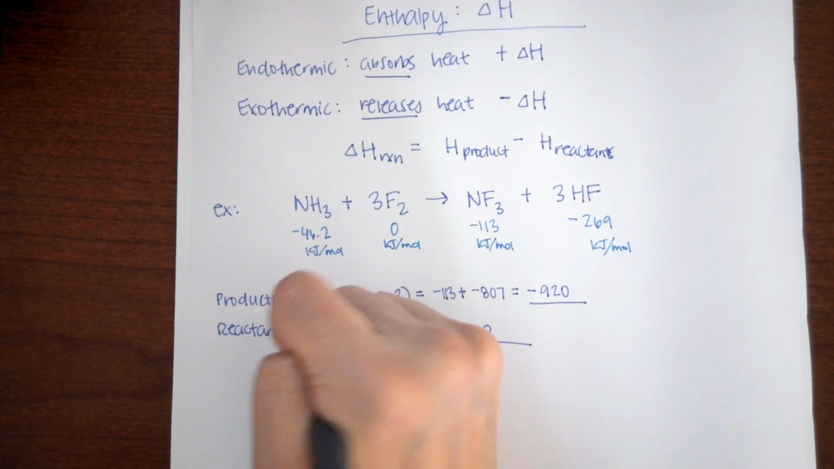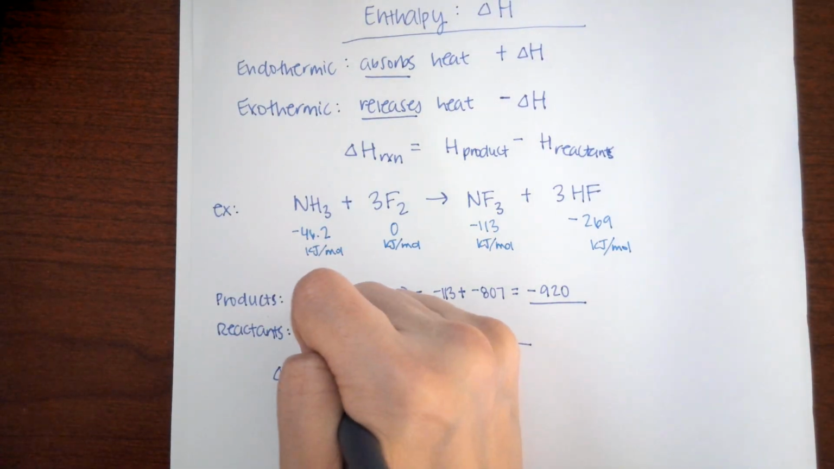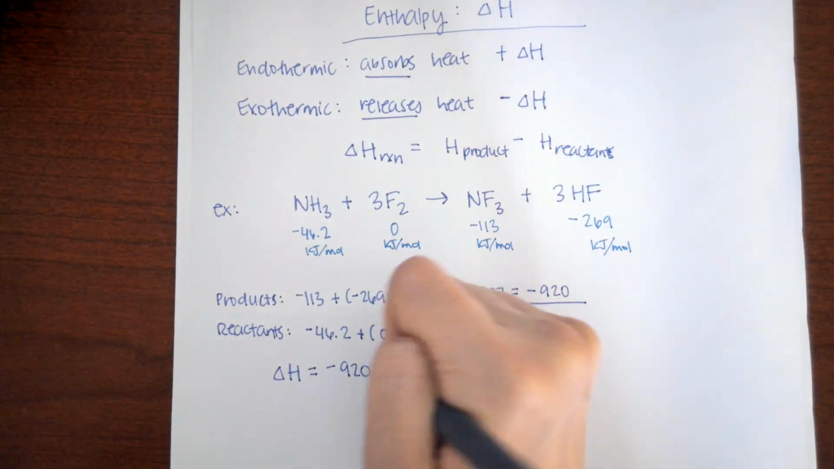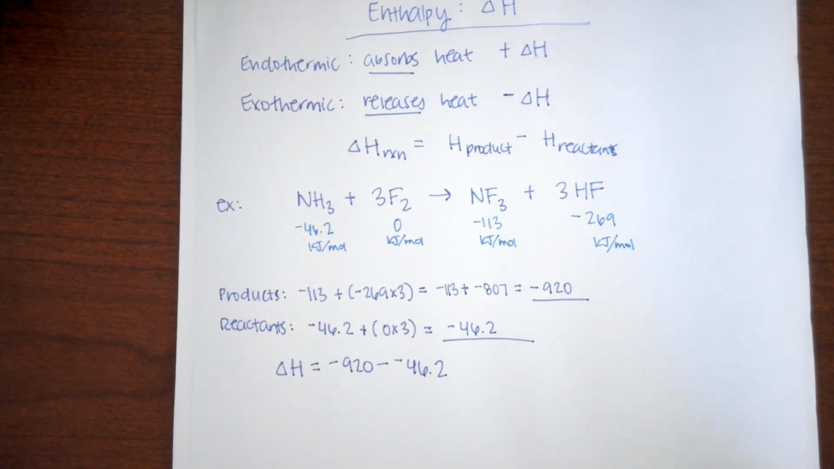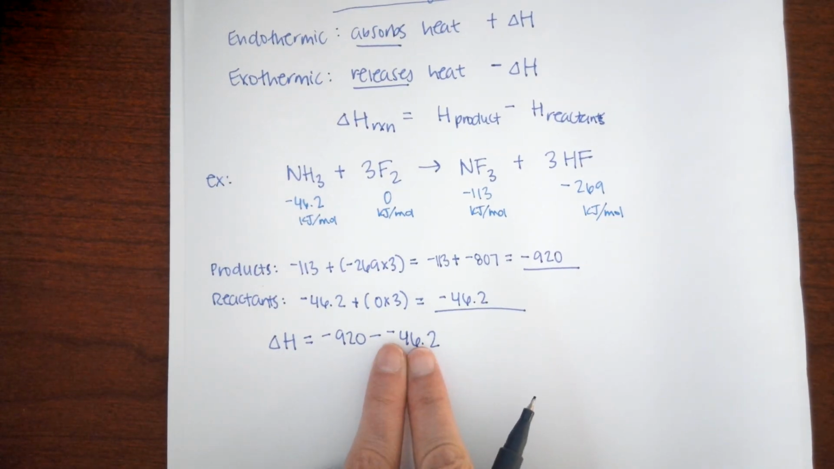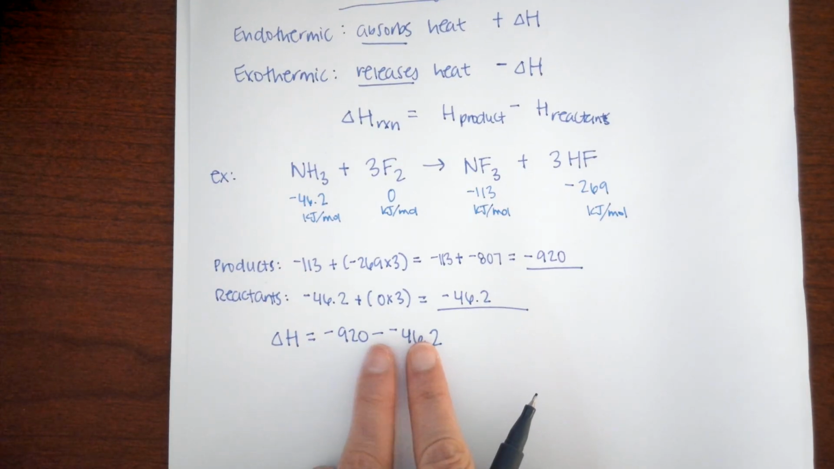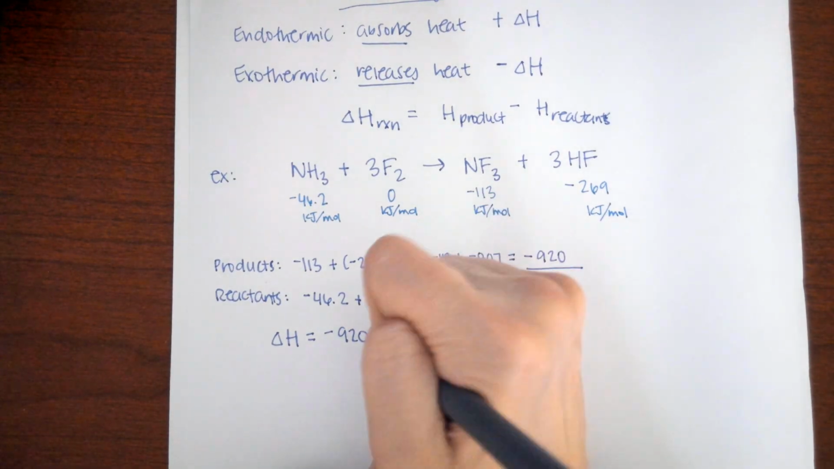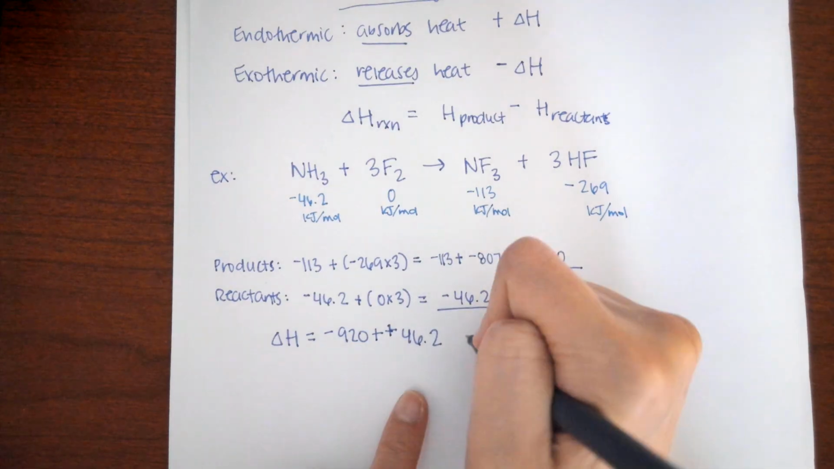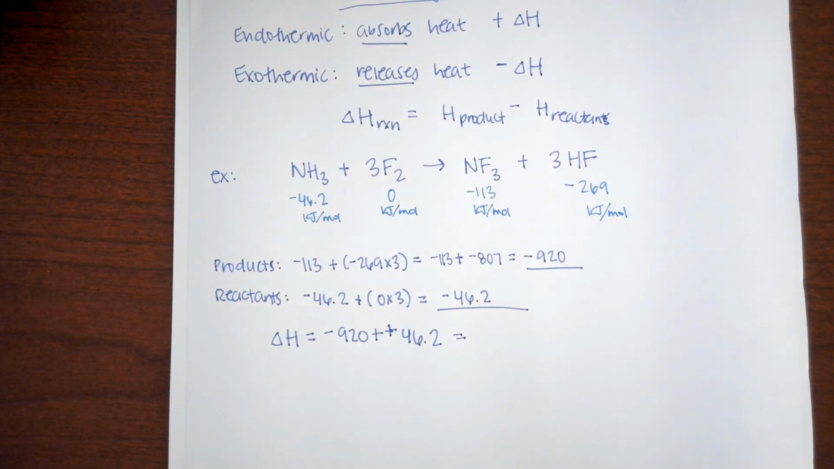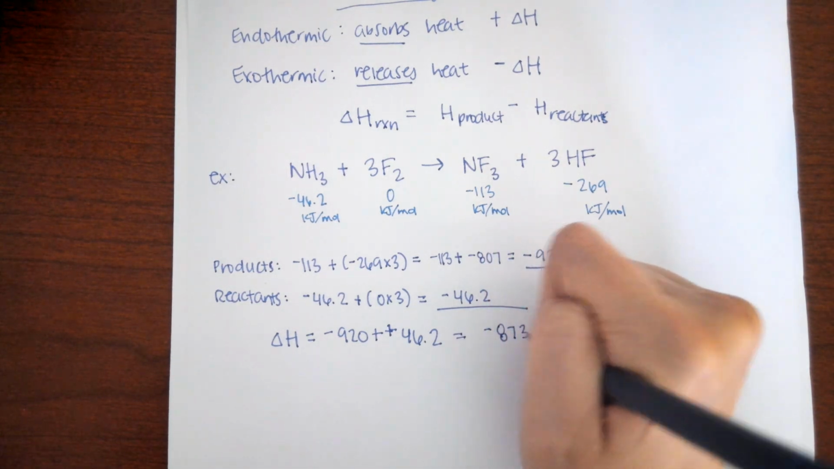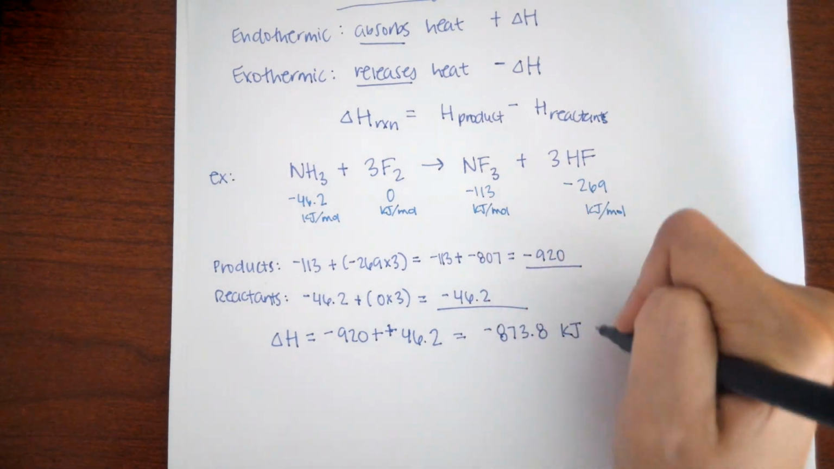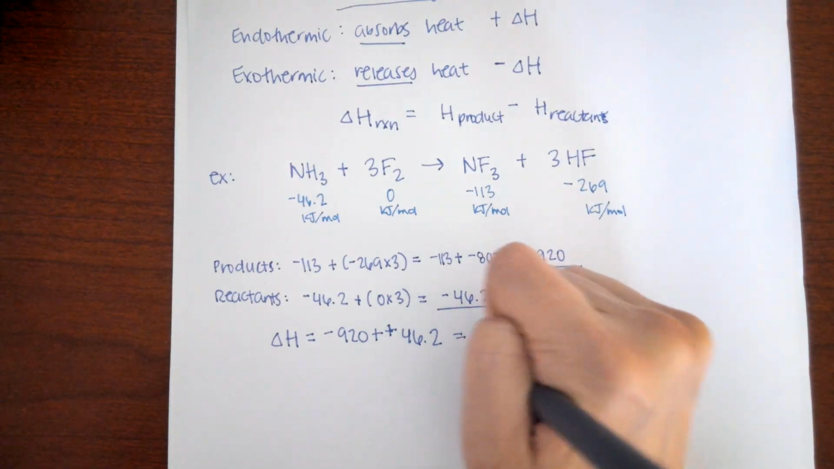So I have my products value and my reactants value. My delta H, my change in enthalpy, will be negative 920 minus negative 46.2. I have to be really extra careful, especially when you're subtracting a negative. You should know by now that when you subtract a negative, that turns into a positive. So when you solve for this, you end up with negative 873.8, and the units for enthalpy is kilojoules per mole.